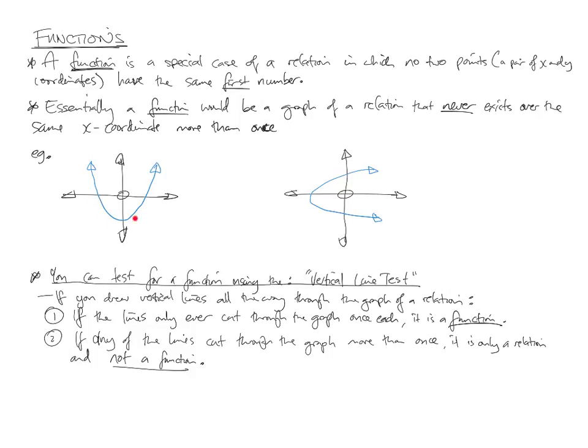If you looked at this graph here, this is a relation. The ends of the curve are going to go on infinitely in the positive direction on the right and the negative direction on the left. At no time is this graph ever going to cross back over, or curl back over, the same x coordinate that it has before.